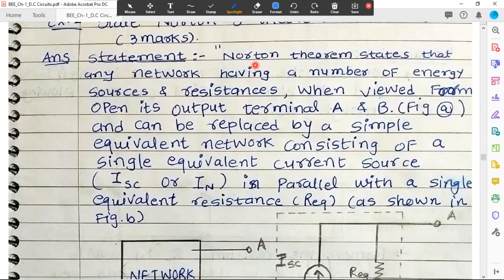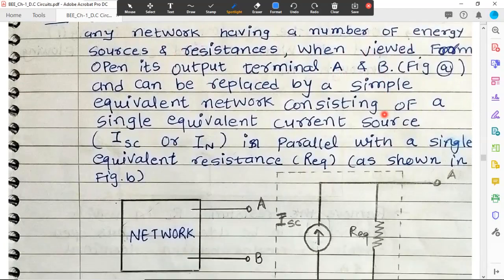Norton's theorem states that any network having a number of energy sources and resistances, when viewed from its output terminals A and B, as in figure A, can be replaced by a simple equivalent network consisting of a single equivalent current source, ISC or IN, in parallel with a single equivalent resistance R equivalent, as shown in figure B. ISC stands for short circuit current, and IN stands for Norton's current.